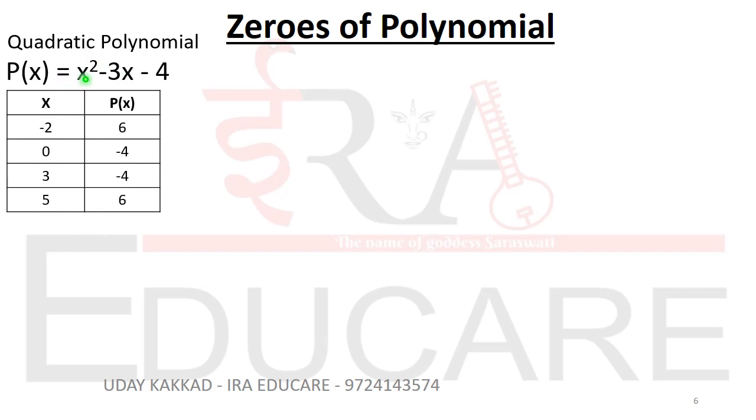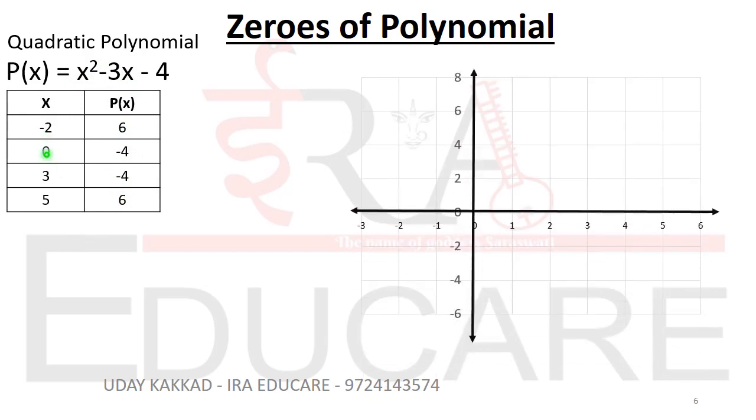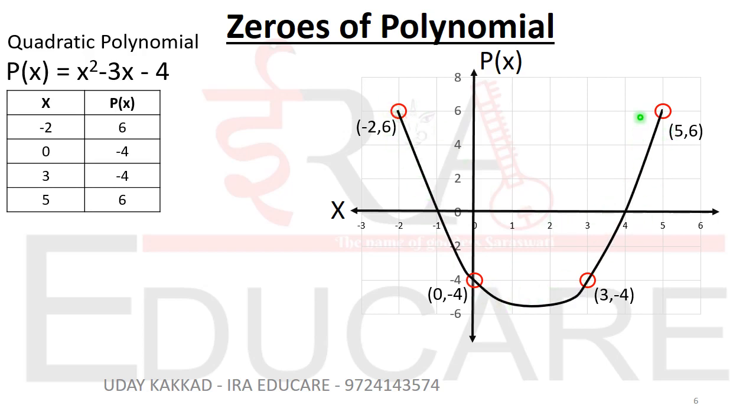Now putting different values of x, we get different values of p of x. Now if we plot a graph using these points, you get minus 2, 6; 0, minus 4; 3, minus 4, right? And 5, 6. So these are the 4 points which we are going to use. Now this is the curve of the quadratic polynomial. It is called a parabola, right?